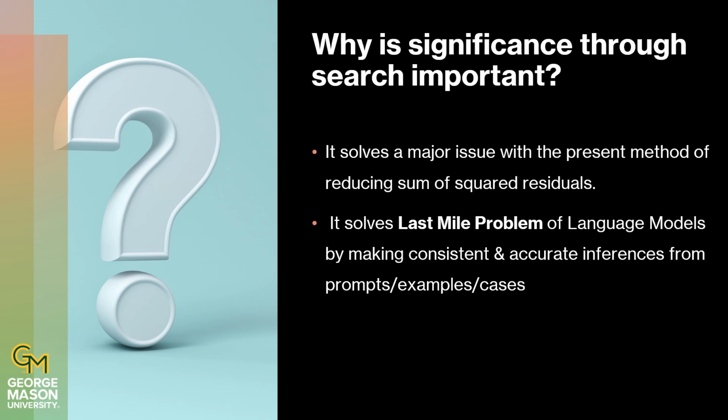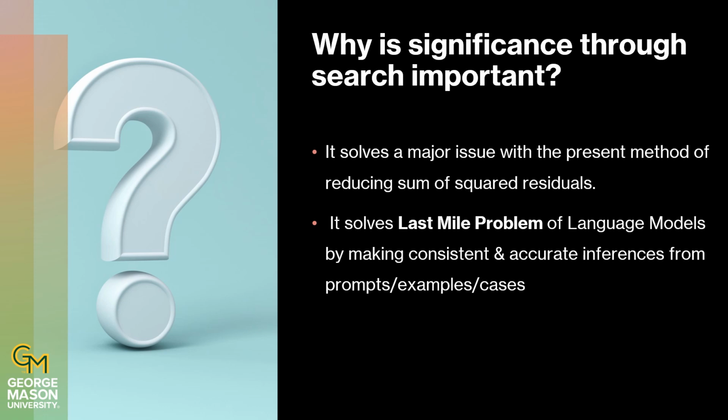One may ask, why search method in regression analysis? So firstly, it solves a major issue with the present mode of reducing sum of squared residuals. Usually, regression through search streamlines regression analysis by addressing a key issue, which is the need to specify interactions, terms, and the model form before fitting the data.